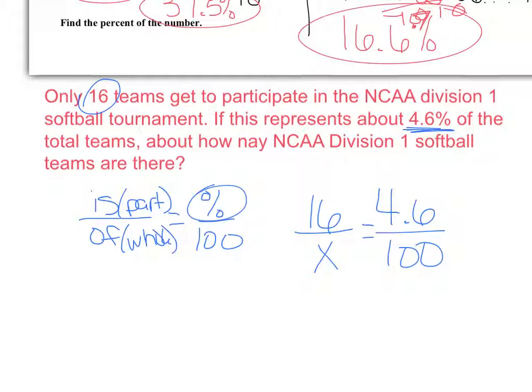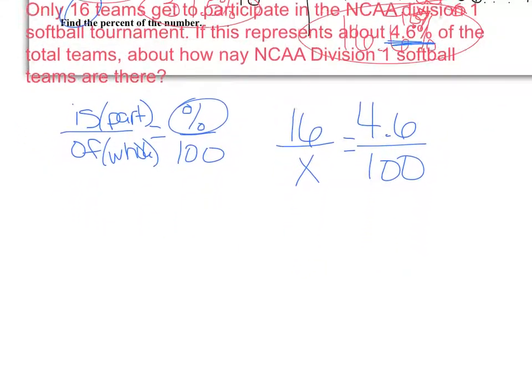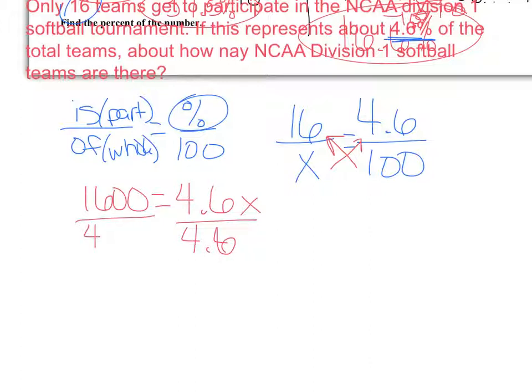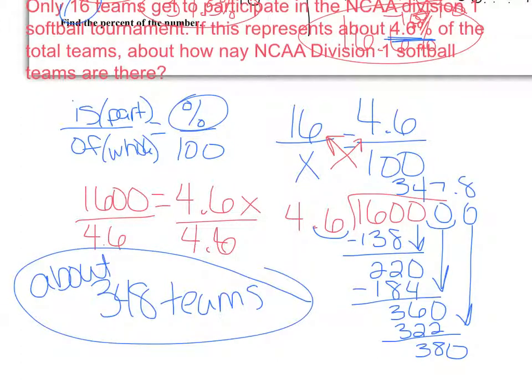Now that I have my proportion set up, we know many ways to solve a proportion. So if I cross multiply, I can take 16 times 100 and I get 1,600. X times 4.6 is just going to stay 4.6x. And if I wanted to solve for x, I would divide both sides by 4.6. Okay, so go ahead and pause the video. I want you to divide this out and see what you get. Hopefully you ended up with about 348 teams. Now it wasn't exact, it didn't come out to a perfect even number.